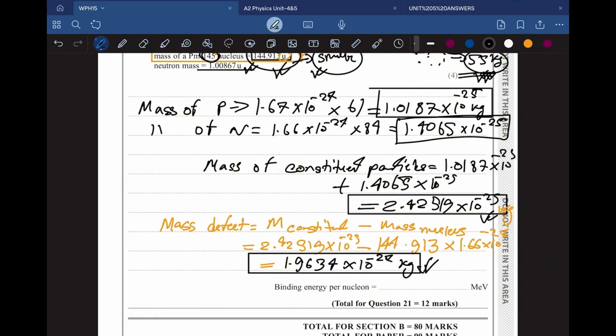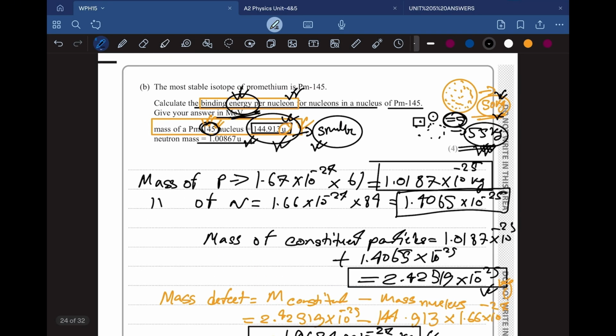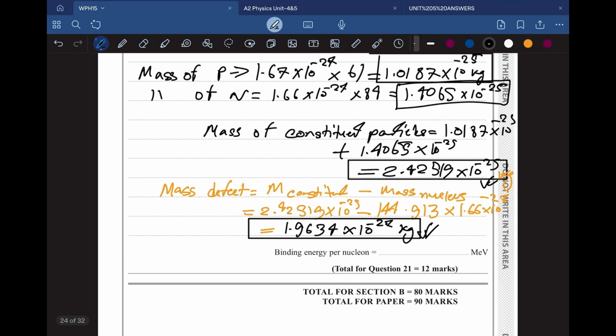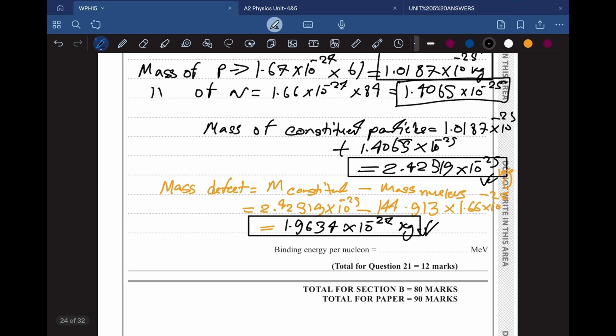As we have got the mass defect, we will have to convert this mass defect into joule, and then we will convert that into mega electron volt, because they have asked us for our answer in mega electron volt right here. So to convert this kg into joule, we will multiply it with c squared. We know ΔE equals mc squared, right?